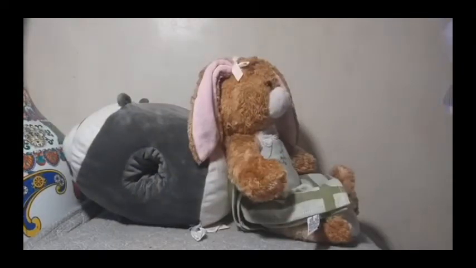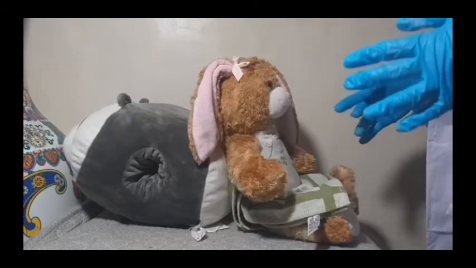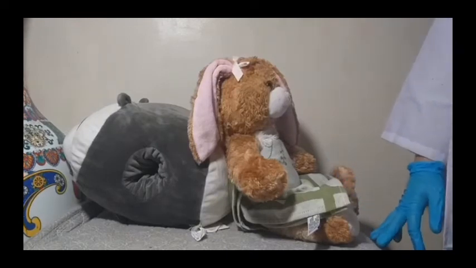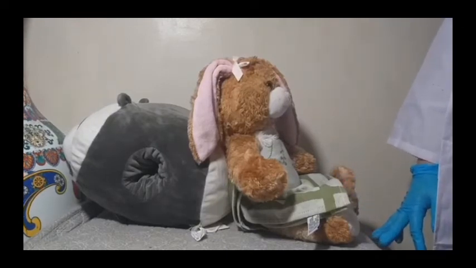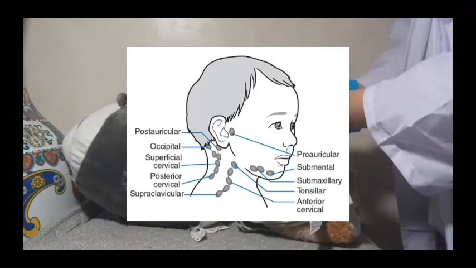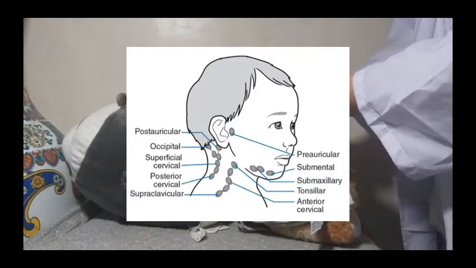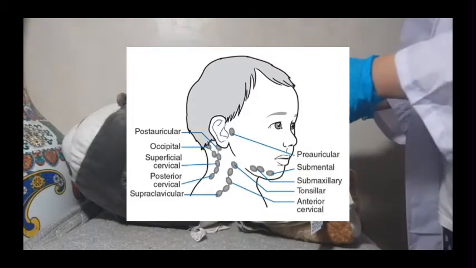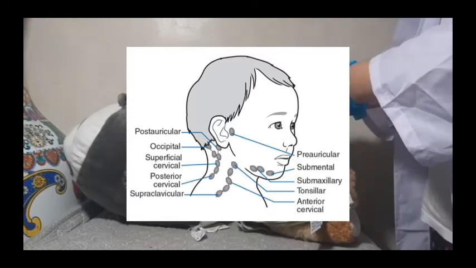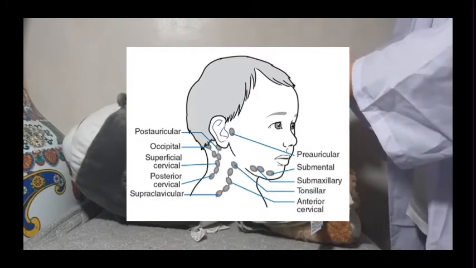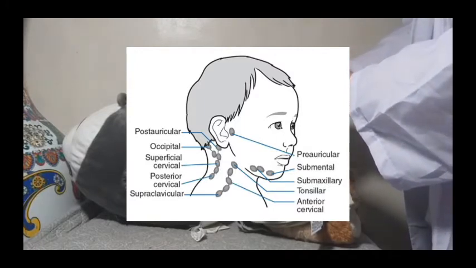Since it will not be clear where I will be palpating the lymph nodes, I will put up a picture of the places where it should be palpated. So we start palpating at the submental node, then the submandibular, next is the tonsillar, the anterior cervical, the posterior cervical, the supraclavicular, the preauricular, posterior auricular, and lastly is the occipital lymph nodes. So this is palpated to check if it is swollen or inflamed.